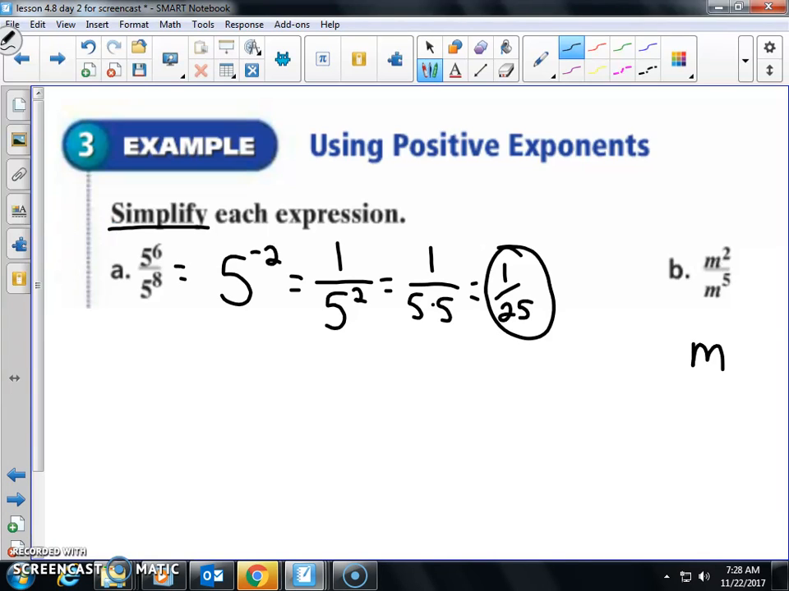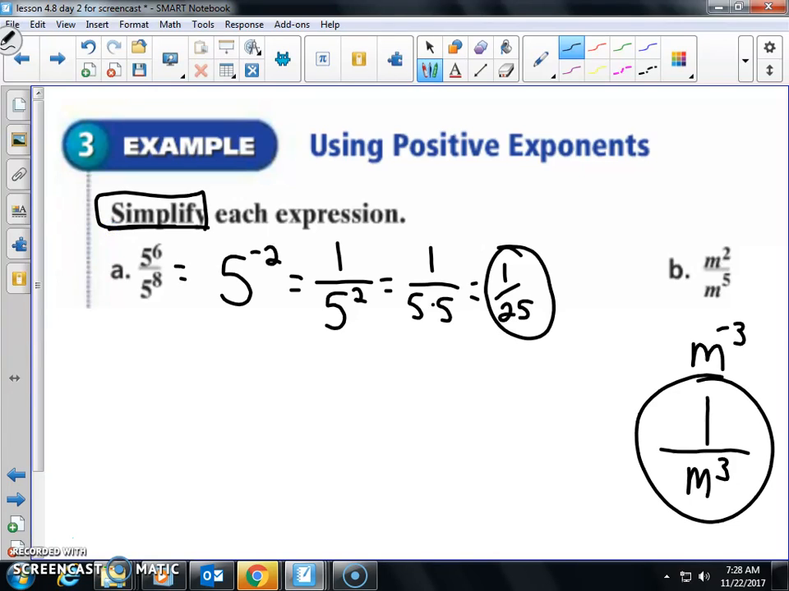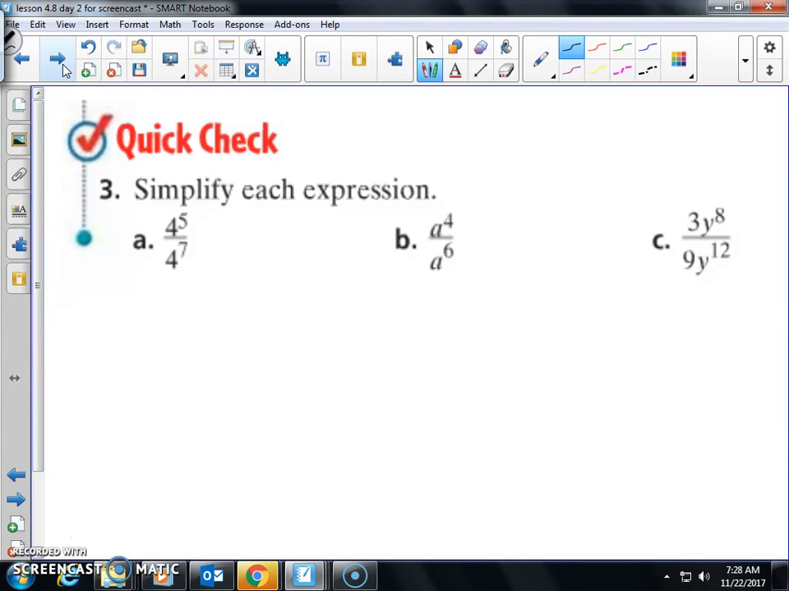2 minus 5 is negative 3. Remember, simplify in our directions means get an answer if we can. It also means make sure you use only positive exponents. So m to the negative 3, remember the negative sign stretches out. Fill in the top with a 1. The base and the exponent go to the bottom. So 1 over m to the third power is our answer for that one.